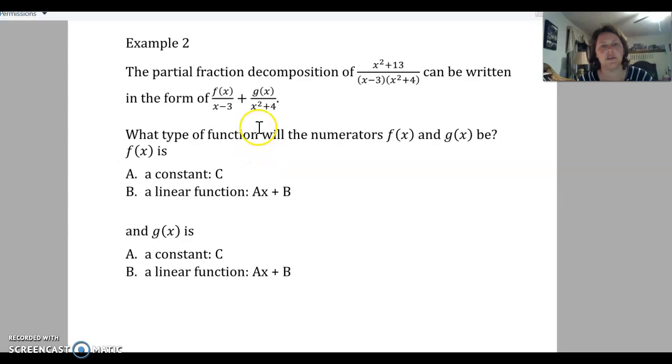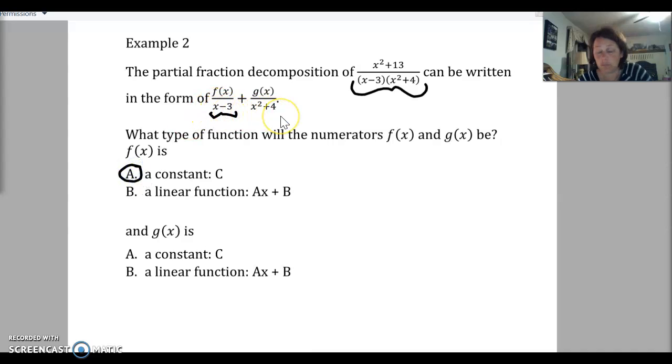Okay, next one. So what do we notice this time? Now our factors are a little different. Our first one is a linear equation. That one looks good. But the second one is a quadratic equation and we cannot factor it anymore. So this is going to be the type 3, where f of x is just going to be a constant because that's just a linear factor. So just a constant for the first one. But for g of x, that one is going to have to be ax plus b, because it is not a linear term and we cannot factor it anymore.